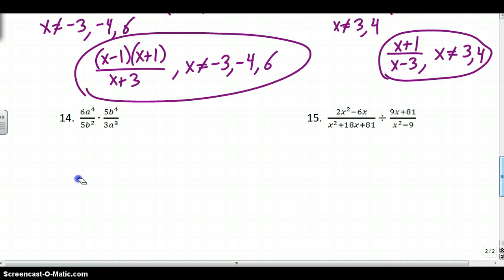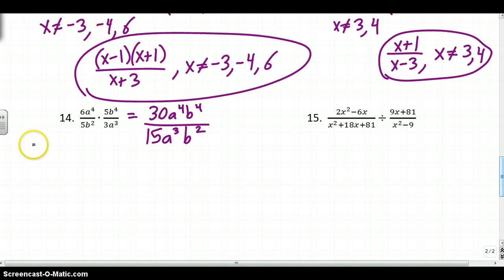14 we seem to have a little trouble with, so I'm just going to go ahead and multiply the tops and the bottoms together, okay? So 6 times 5 is 30. A to the 4th, B to the 4th. Do not add those powers. A and B are two different things. Over 5 times 3 is 15. A cubed, B squared. Okay?